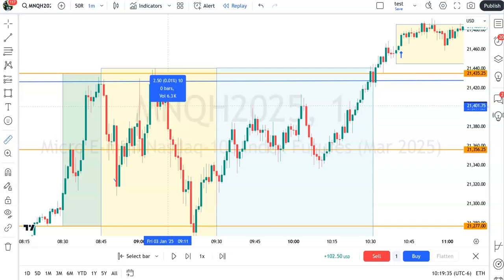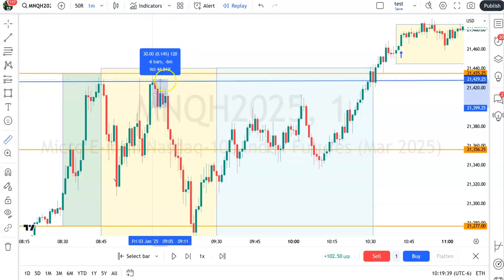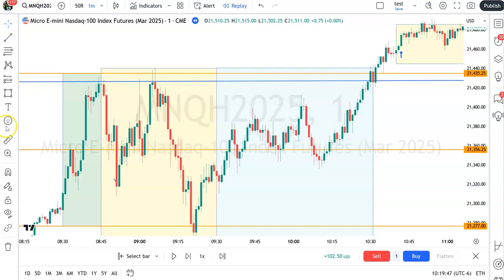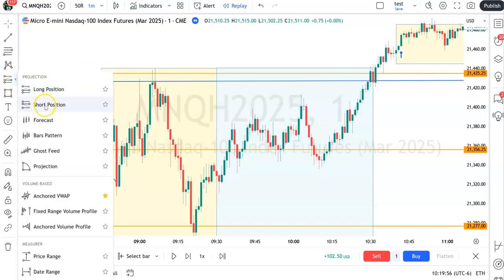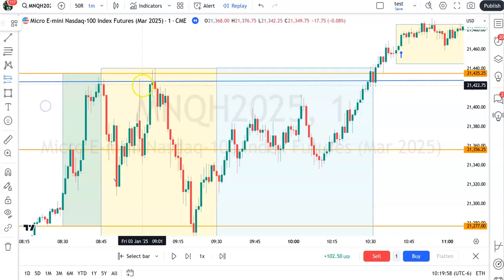We know that this line up here has been respected in the past. This orange line has been respected once, twice. So that's about 35 points of risk, correct? So let's just see here. I want to get this one, actually. I want to get a short position.